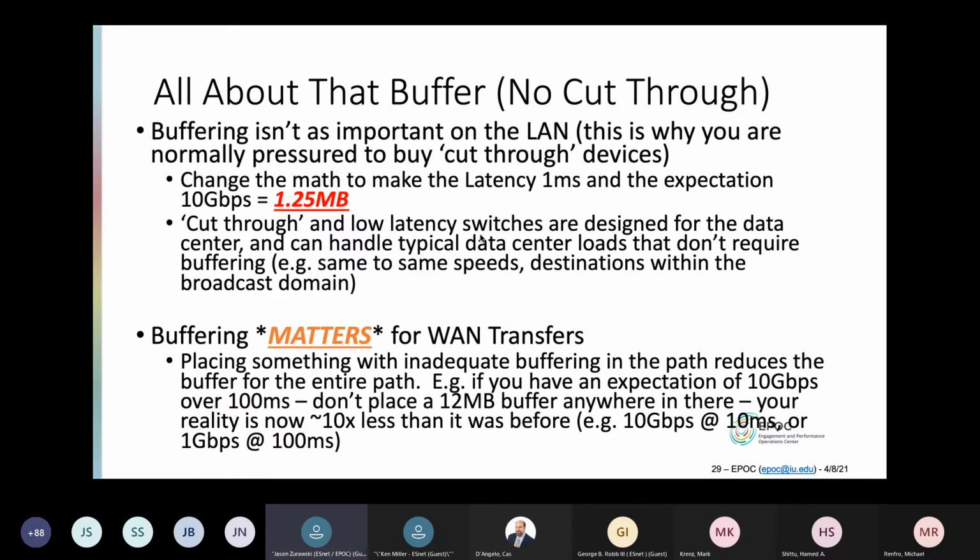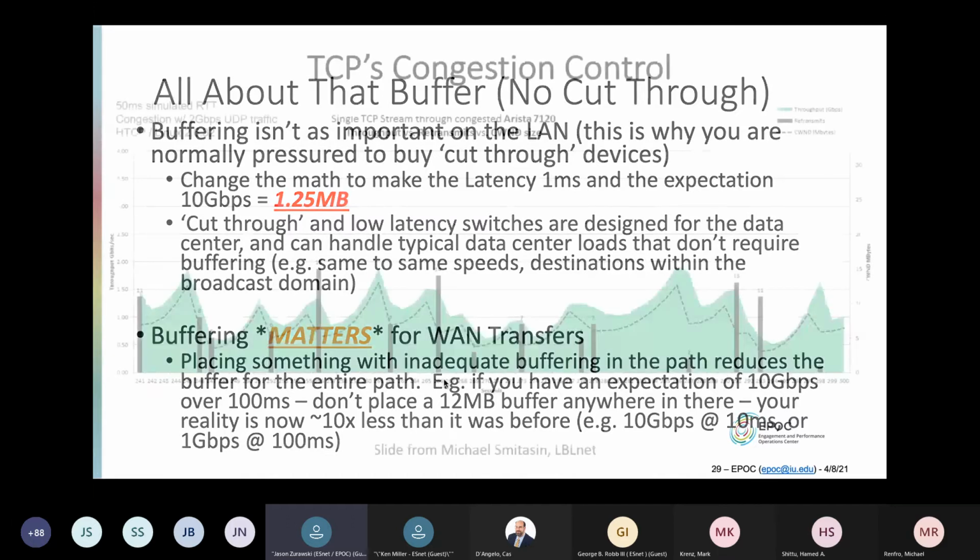Buffering isn't important on the LAN. That's why the little tiny pizza boxes that live at the top of the racks are usually designed to be quote-unquote cut-through devices, because they work in low latency data center environments. They assume naturally that all the stuff they need to talk to is going to be single-digit milliseconds away. So even if we're going to talk 10 gig at 1 millisecond, we don't need a whole lot of memory. We only need less than 2 megabytes there. If we're going to be talking on the WAN, that's where you need to have all that available so that you can really ramp up your performance expectations.